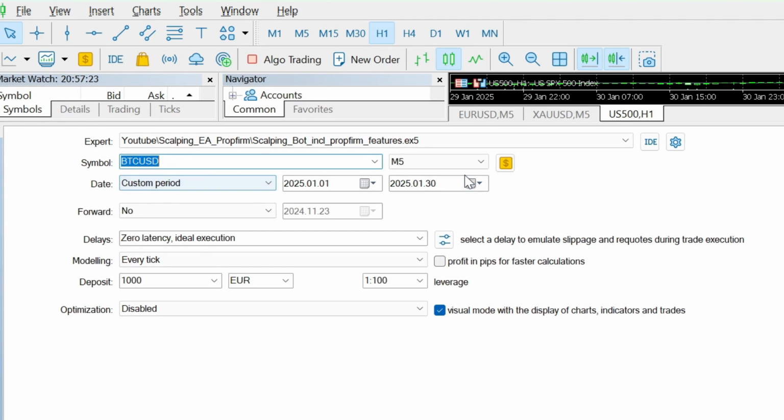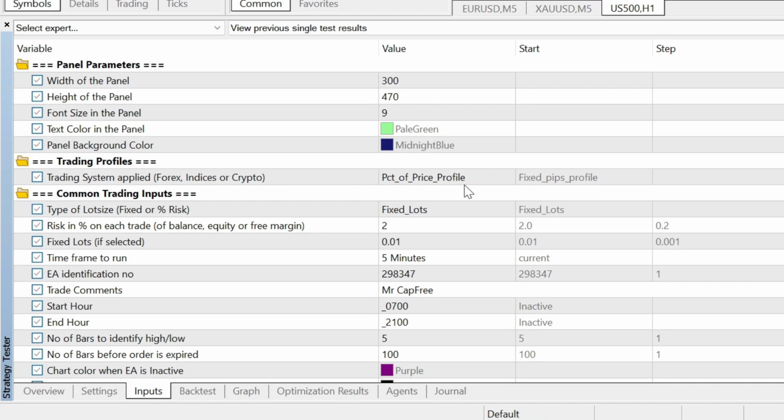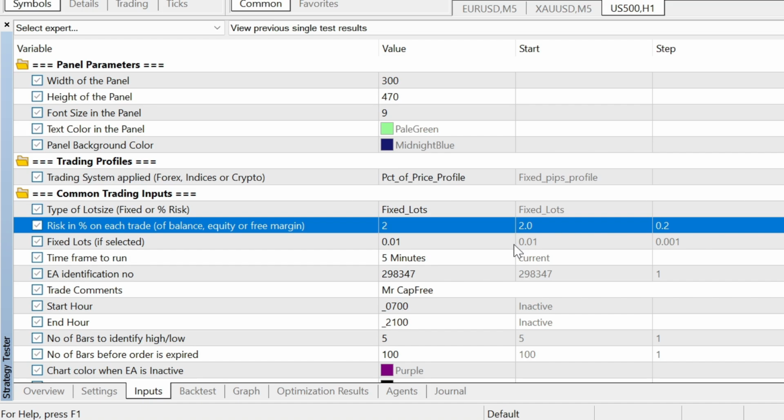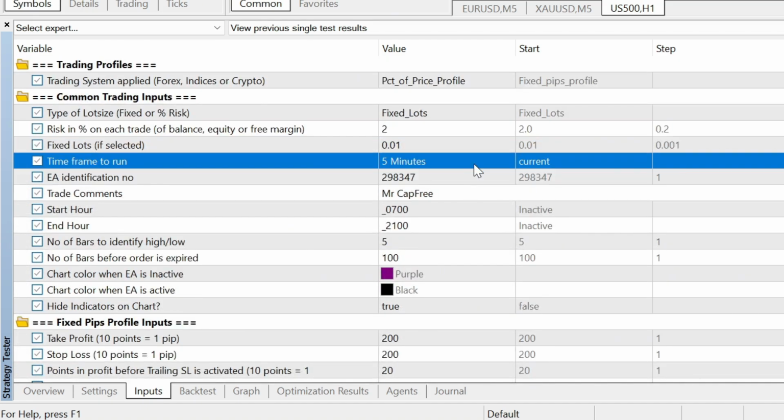So let's take a look at this visually. Say we run the EA on Bitcoin. We start from the 1st of Jan until today. So we have to select the setting percentage of price profile, which you are familiar with from all of the other videos that I made on Scalping Robot. And don't worry if you're not, because we're going to go over the key settings in detail anyway. We take 2% risk on every trade. We run it on the 5-minute chart.